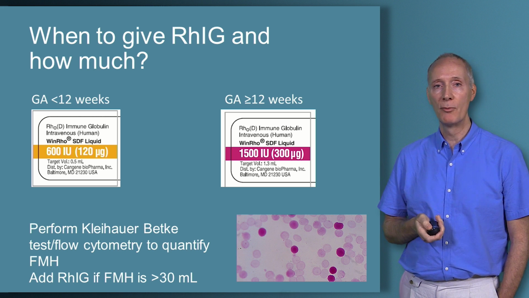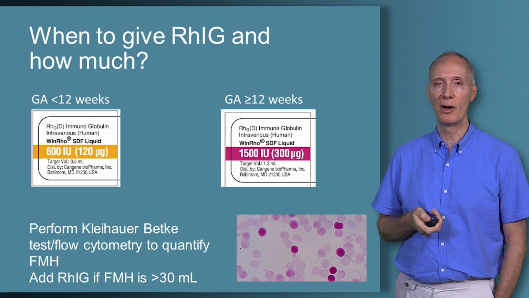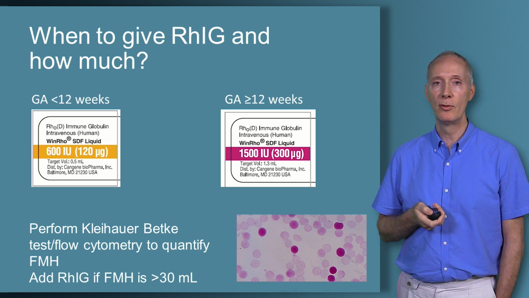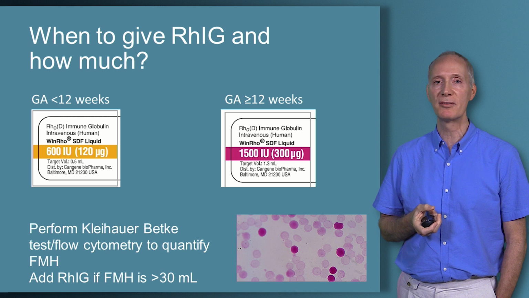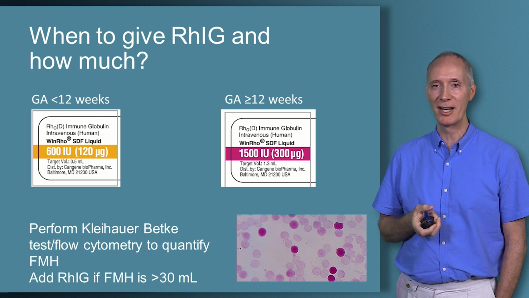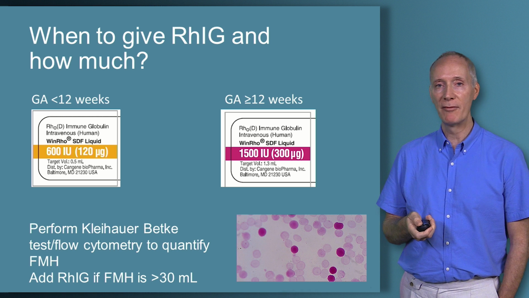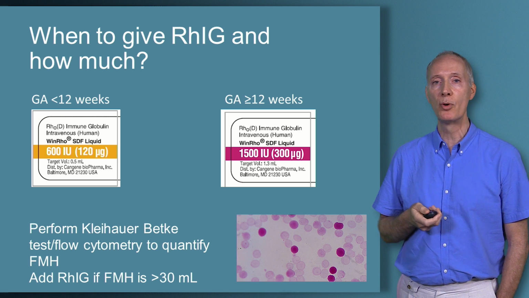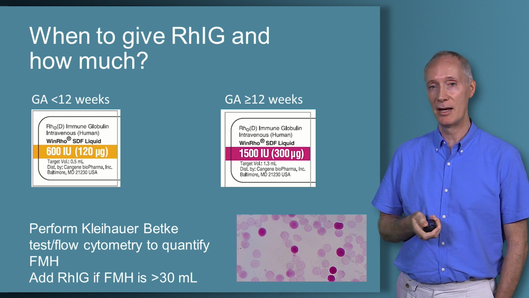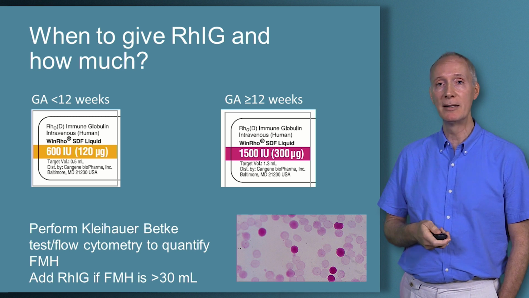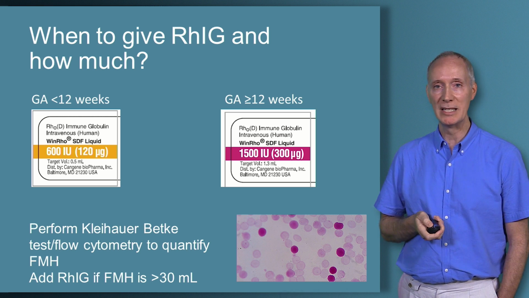After delivery, we routinely also perform a Kleihauer-Betke test or flow cytometry to quantify how much fetal blood ended up in the maternal circulation. And then the lab will inform you if the fetal maternal hemorrhage is more than 30 milliliters, and if that is the case, you will need more RhoGAM or rhesus immunoglobulin.